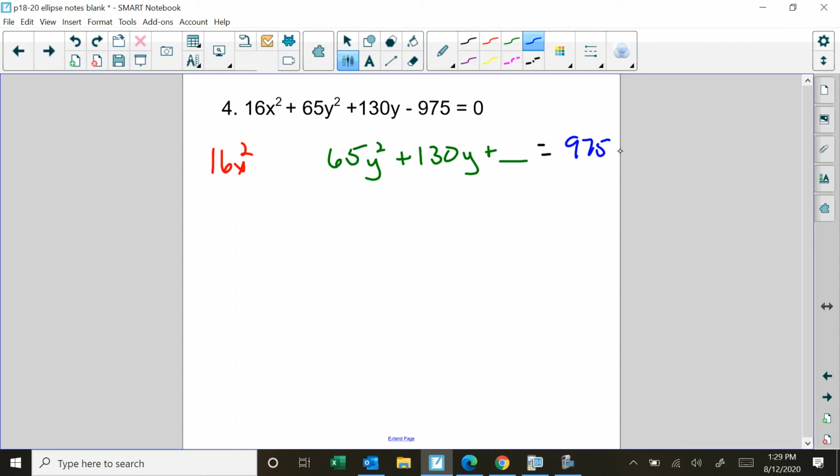So the 16x squared, done. All we have to do is wait to divide to get to the 16x squared. You don't have to complete the square. It's already a perfect square. So that puts us only on this green material we got to finish up. So we factor out the 65.